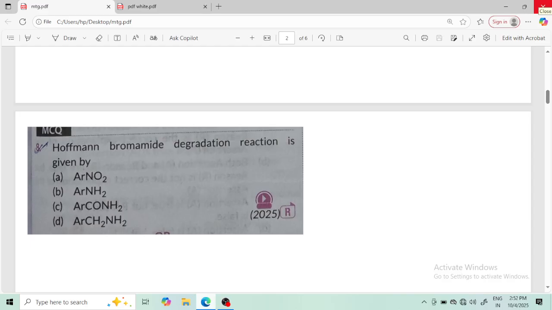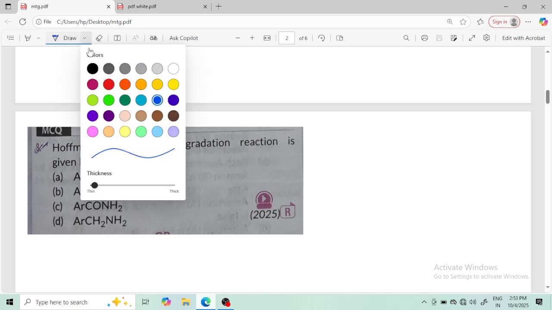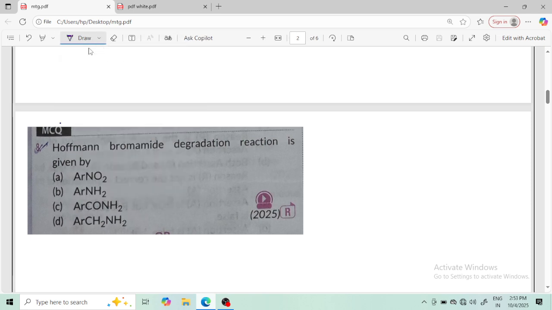Hello everyone. In the last class we discussed all the preparation reactions, right? So we'll be doing some questions on preparation. Let's focus on this question. They are saying Hoffman bromodiamide degradation reaction. Now what was Hoffman bromodiamide degradation reaction? It was something like this, right?